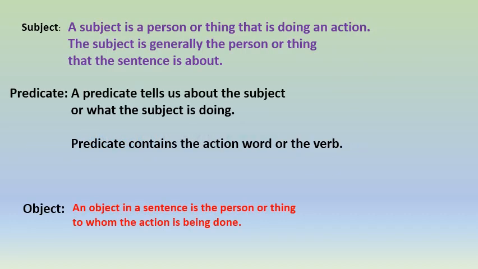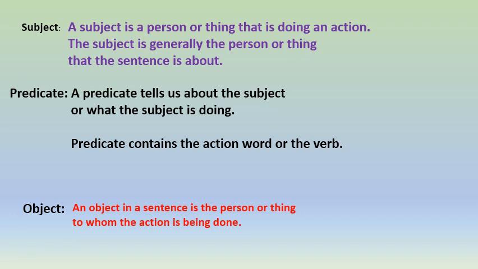Children, in today's class, we have learned about subject, predicate and object. Children, what is a subject? A subject is a person or thing that is doing an action. The subject is generally the person or thing that the sentence is about. Children, subject can be a noun or a pronoun.